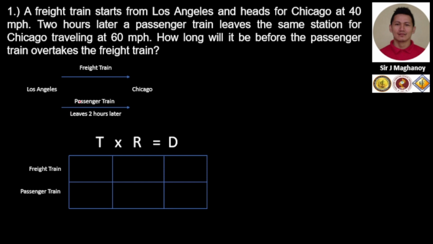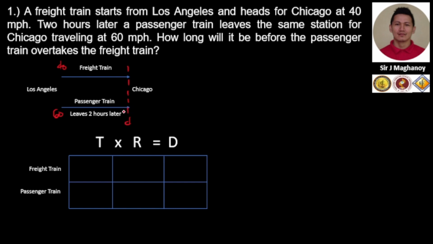If the passenger train leaves 2 hours later, it means that the moment the passenger train overtakes the freight train, because the passenger train has more speed compared to the freight train. We have 40 miles per hour and 60. It's obvious that the passenger train moves faster. But the moment the passenger train overtakes our freight train, both trains are equal in what? Yes, they are equal in distance.